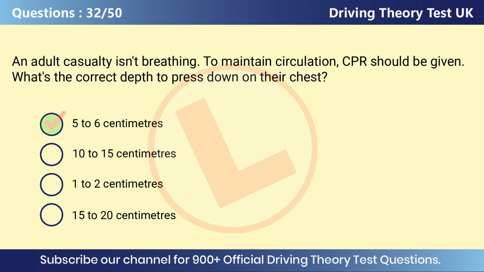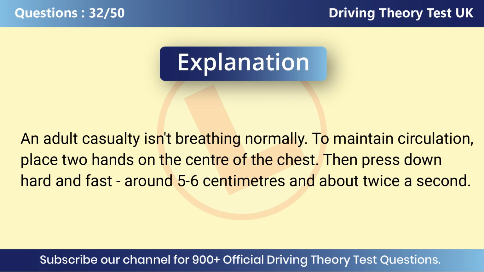A. 5 to 6 centimeters. An adult casualty isn't breathing normally. To maintain circulation, place 2 hands on the center of the chest. Then press down hard and fast, around 5 to 6 centimeters, and about twice a second.